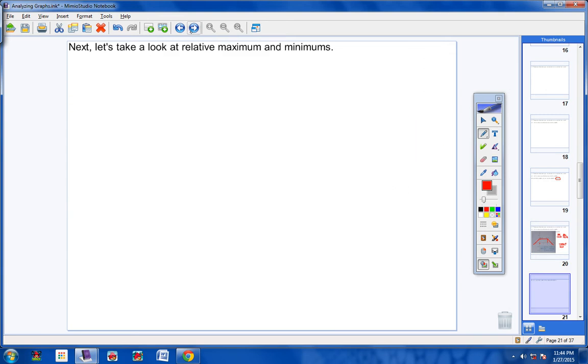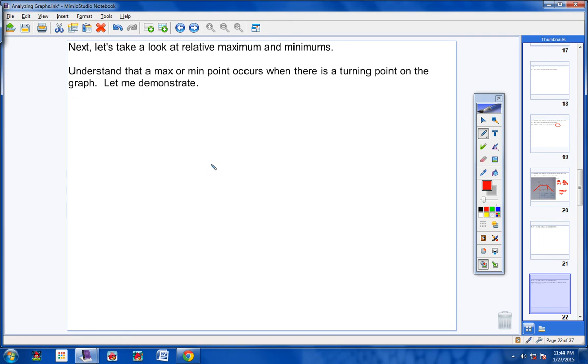Moving on. Next, let's take a look at something called relative maximums and minimums, okay? So make note of that. Now, understand, and you might want to write this down, it's up to you, that a maximum or minimum point occurs when there is a turning point on the graph. Got it? There has to be a turning point in order for there to be a maximum or minimum point. If there's no turning point, then you cannot have a max or a min.